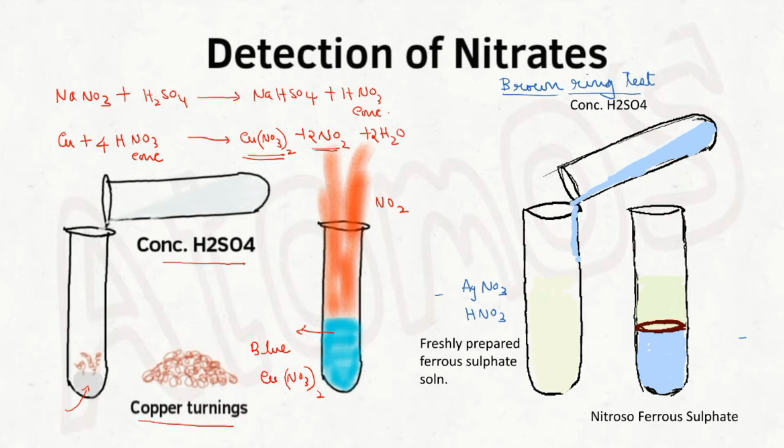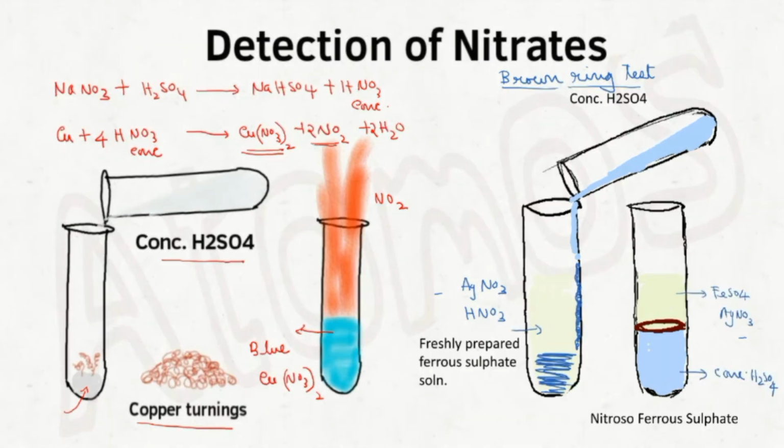Concentrated sulfuric acid is denser compared to this solution. As a result, it will slowly come down the sides of the test tube and occupy the bottom portion. The ferrous sulfate solution and nitrate solution will occupy the upper portion, whereas the concentrated sulfuric acid, being denser, will occupy the bottom portion.